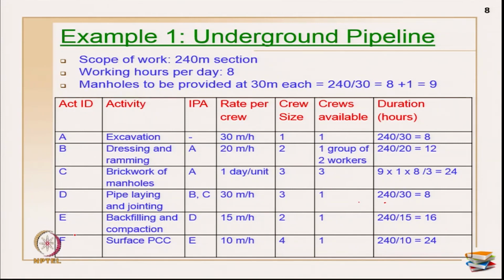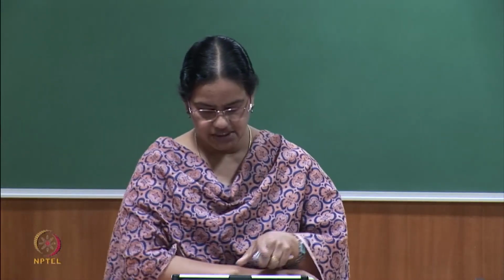Okay. So, now what is the crew productivity? This is not rate per crew, this is a crew productivity. The productivity of the following crew that was planned for the project was, for example, excavation 30 meters per hour, and the crew size available was 1 crew size, and the crews available were 1 crew, which implies one group of only 1 worker was available for the entire excavation activity.